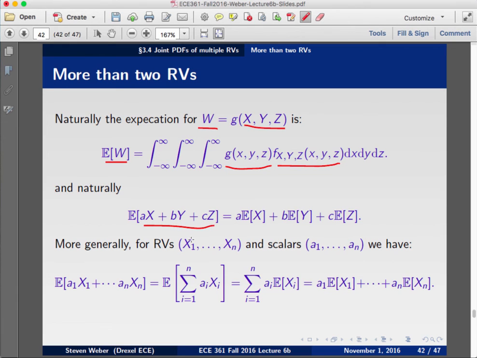Finally, the expectation of the linear combination aX plus bY plus cZ equals that linear combination evaluated at the means. And of course, more generally, if I had random variables X1 through Xn and numbers a1 through an, and I consider the linear combination, the expected value of a1X1 all the way up to anXn, in other words, the expectation of this sum, is the sum of the expectations appropriately weighted by the a_i's, as you would expect.